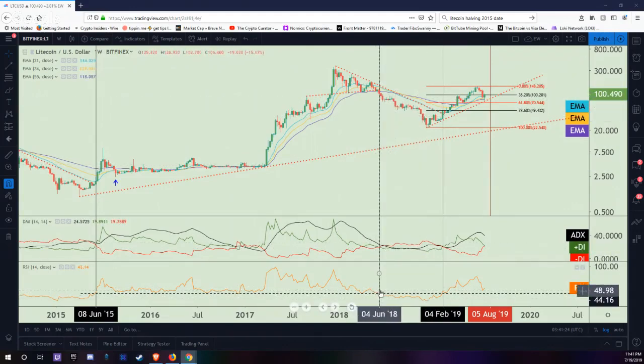But the key thing that I'm looking at is, this is where the support on the RSI broke, right at this point. And anytime it was above the line, it was in a little bit more of a bullish zone. And then we went into a bearish zone down in here.